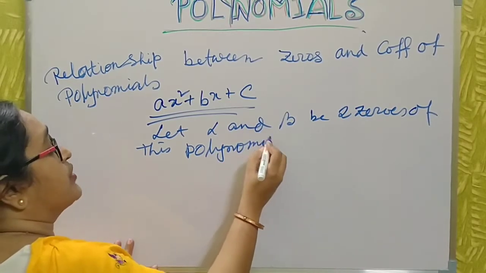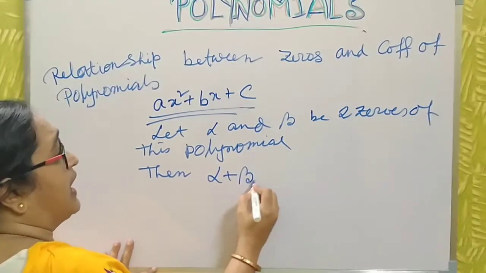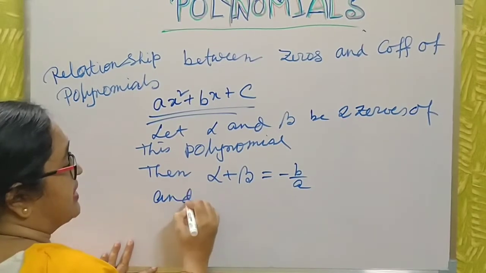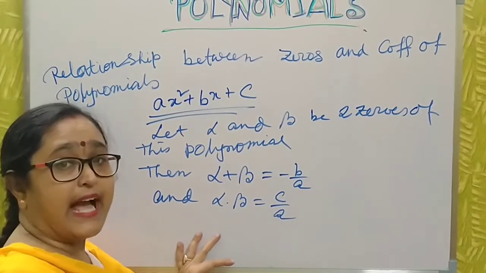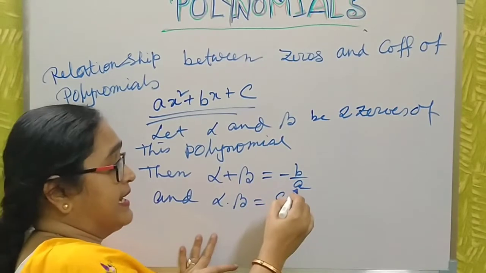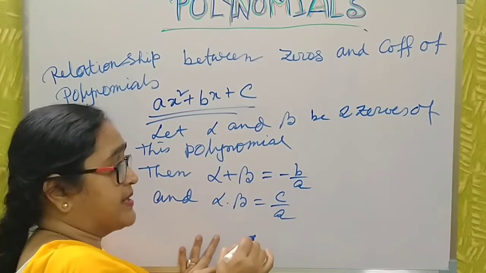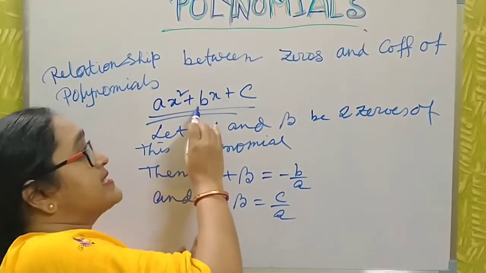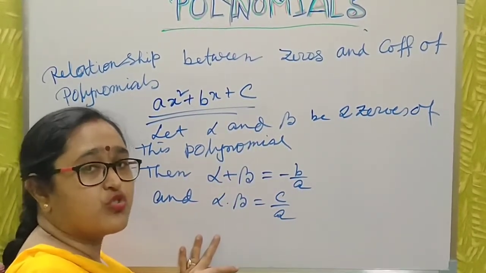Okay, these polynomial. Then alpha plus beta is minus b by a and alpha into beta is c by a. Then the addition of the zeros is minus b by a and the product of the zeros is c by a. A, B, C is what? A is the coefficient of x square, B is the coefficient of x and C is constant. That means x to the power 0 is coefficient.